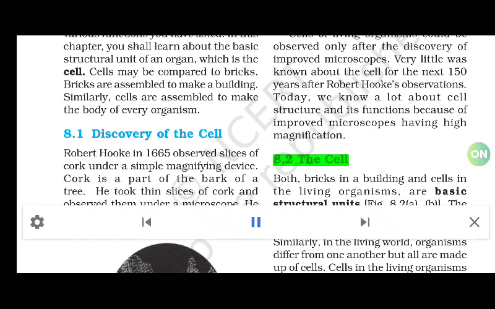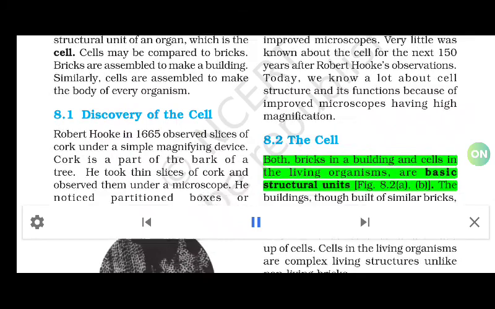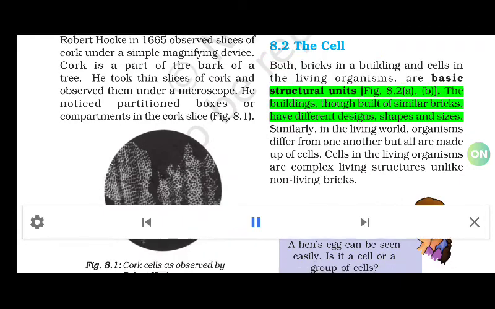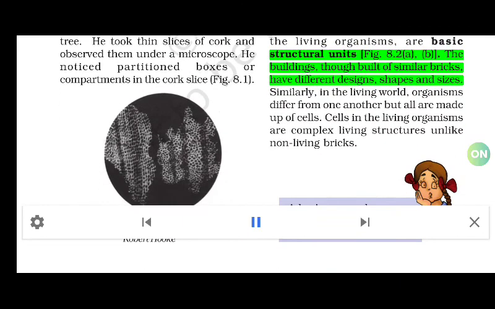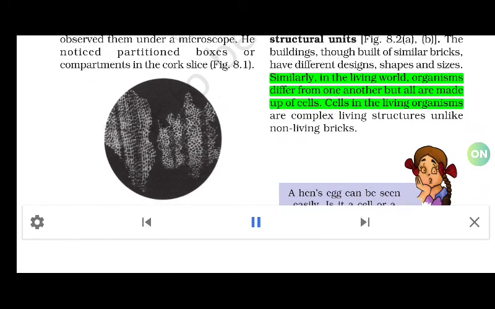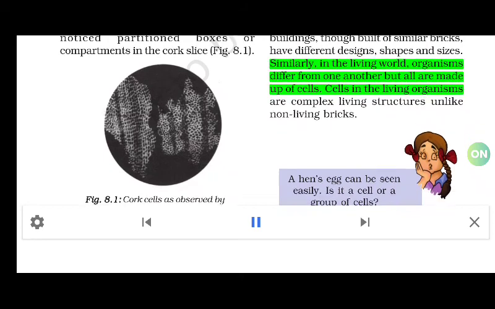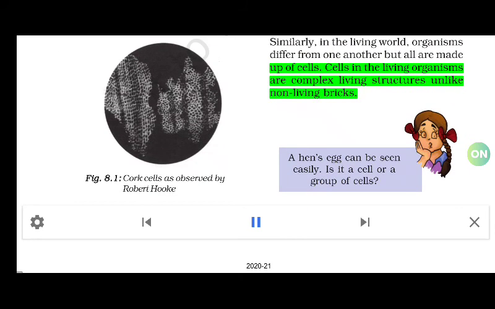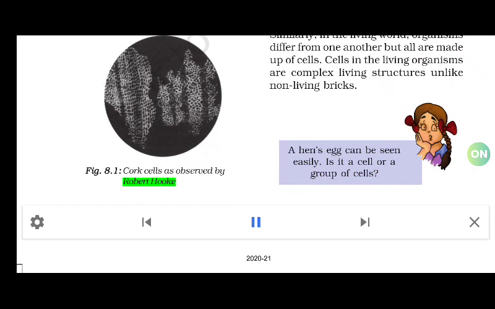8.2. The cell. Both bricks in a building and cells in the living organisms are basic structural units. Fig. 8.2a, b. The buildings, though built of similar bricks, have different designs, shapes and sizes. Similarly, in the living world, organisms differ from one another but all are made up of cells. Cells in the living organisms are complex living structures unlike non-living bricks. Fig. 8.1. Cork cells as observed by Robert Hooke.